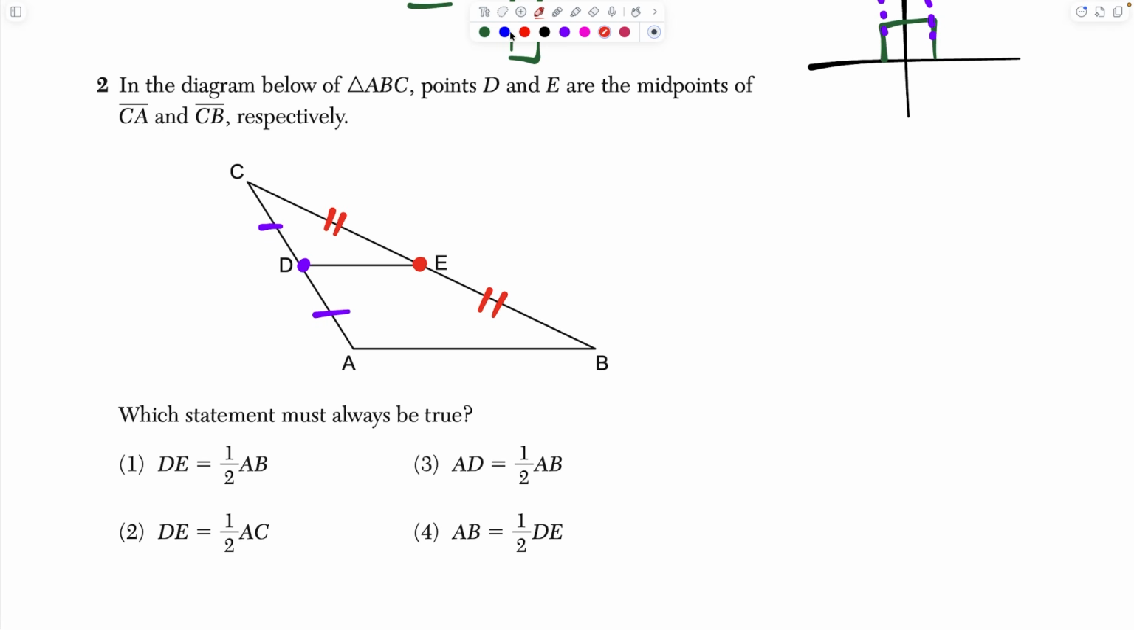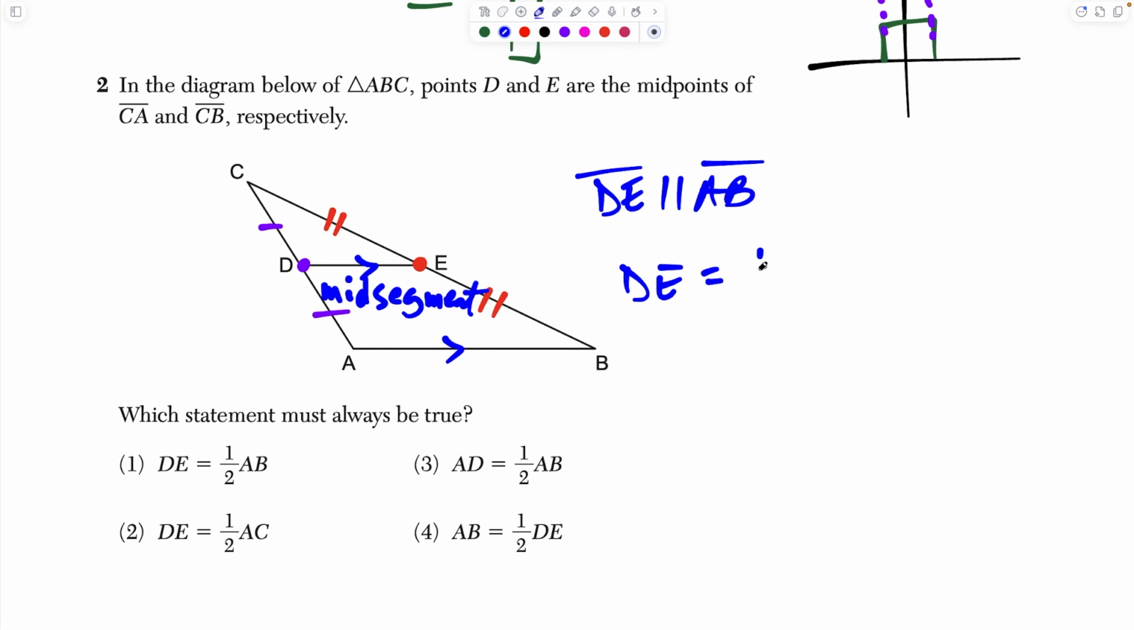For this one, this is the mid-segment theorem. Anytime you connect two midpoints of two sides of a triangle, this piece over here we call the mid-segment, and it has some interesting properties. The mid-segment, every single time, is half the length of the third side and parallel. So here I could say that DE is parallel to AB, but I could also say that DE is equal to 1/2 the measure of AB. So choice 1 must always be true, and this is the mid-segment theorem.